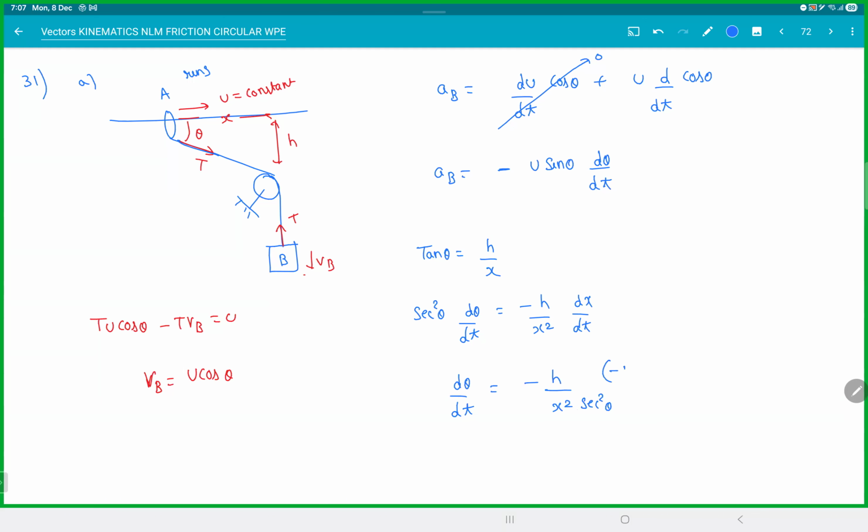Dx by dt is nothing but minus u. Why minus? Because x is decreasing. And then what is x? x is equal to h by tan theta. So take that, substitute here, take this, substitute here, you'll get the answer. Clear with this? So yeah, acceleration will require some work.